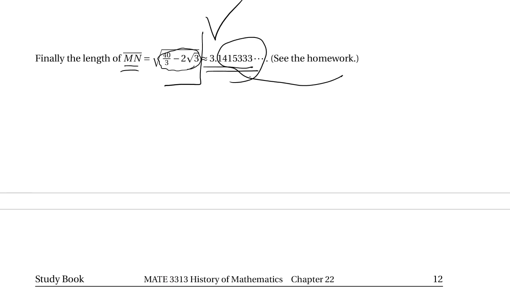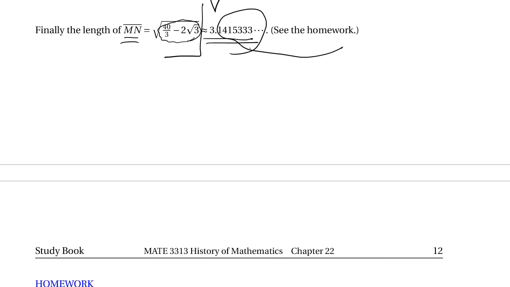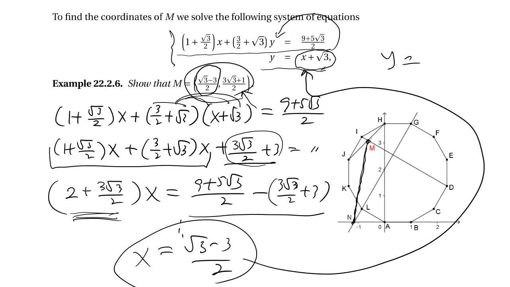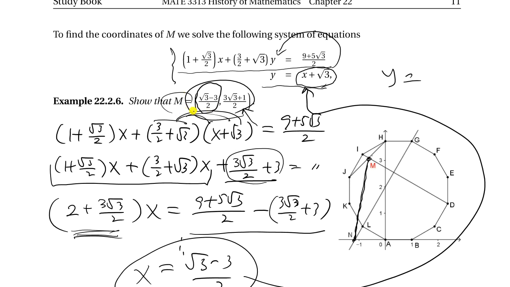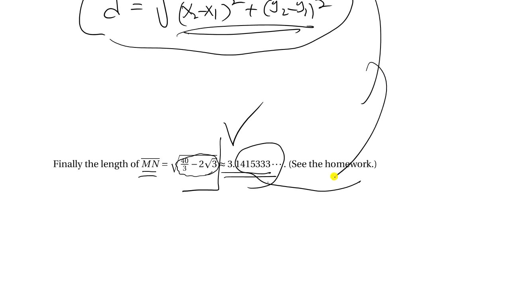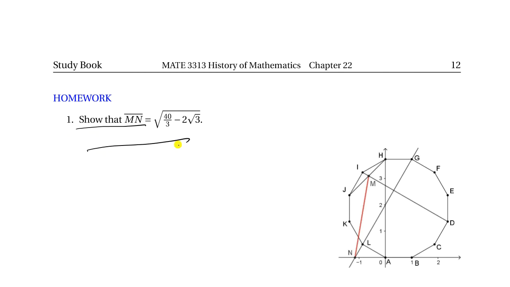This last part is actually your homework. After you show this much, like the coordinates of M here, then show this one, to find that entire part at home. So that's the end of chapter 22.